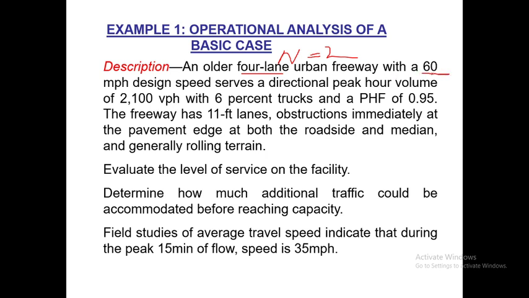So the speed is 60. What do you understand from the speed of 60? So Cj is equal to 2000, isn't it? And the directional peak hour volume is 2100 vehicles per hour. So here they gave you the directional peak hour volume. As I explained, what is the first step? We need SF. We don't need this one.